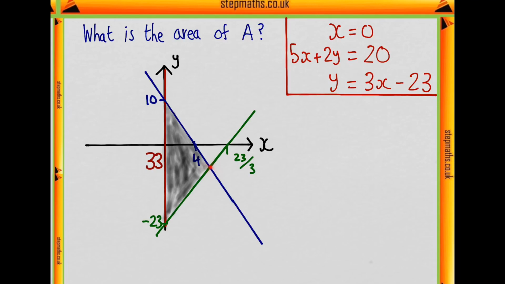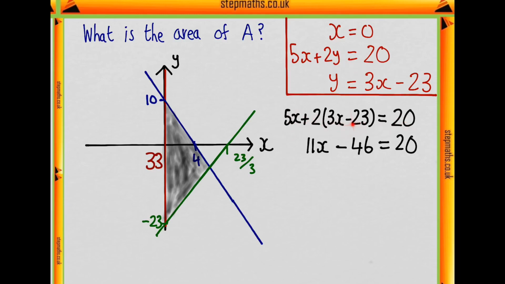So how do we do that? Well, we know it's the intersection of the green and blue lines, the intersection of these two. We want to find the x coordinate, so preferably we want an equation in x. So if we take this expression for y and shove it in here and do a bit of rearrangement, we should find x. So indeed, that's what we do. We shove y equals 3x minus 23 into here, and we get here. Collecting the terms by expanding this bracket out, 11x minus 46 is 20. So we get 11x is 66, x equals 6. So we know that the x coordinate of this point is 6.